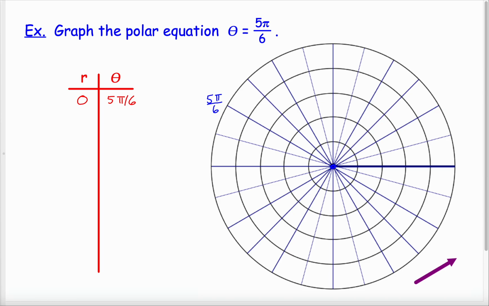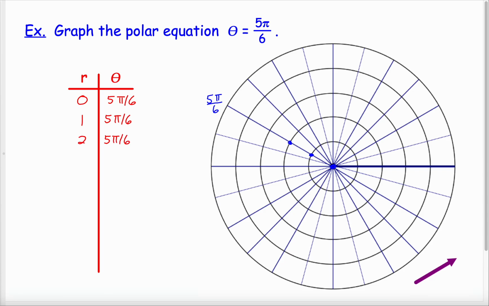Let's pick another one. Theta has to be 5 pi over 6. How about if r is 1? Well, I could graph that. It would be this point right here. Okay. How about, theta has to be 5 pi over 6. How about r is 2?